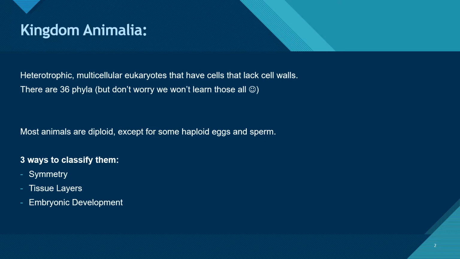And scientists have developed 3 ways to classify animals in Kingdom Animalia. We classify them by their symmetry, the tissue layers, and their embryonic development. And this is important because soon things will become very similar to one another. So the only way that we're able to differentiate between them is, for example, knowing that some of them have symmetry and others don't. So that's a very important key.